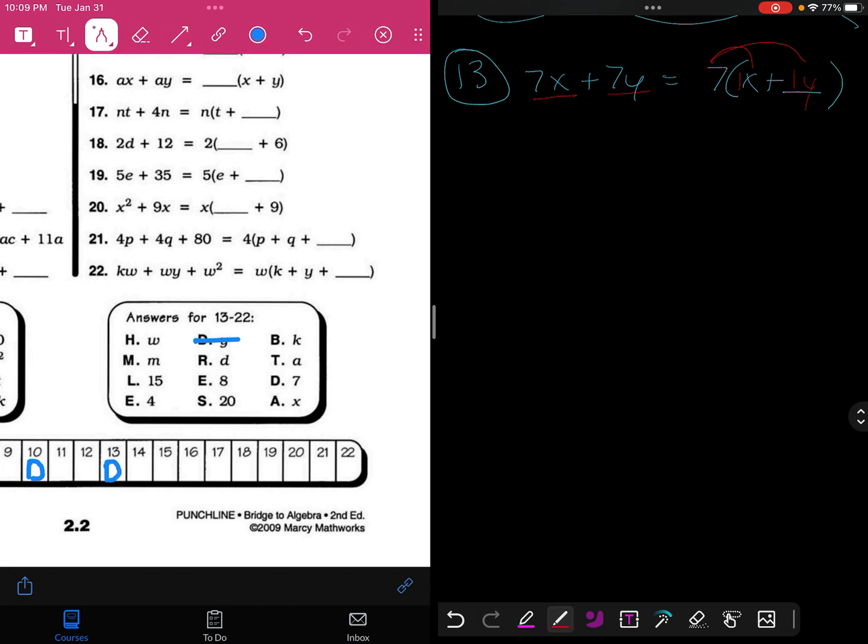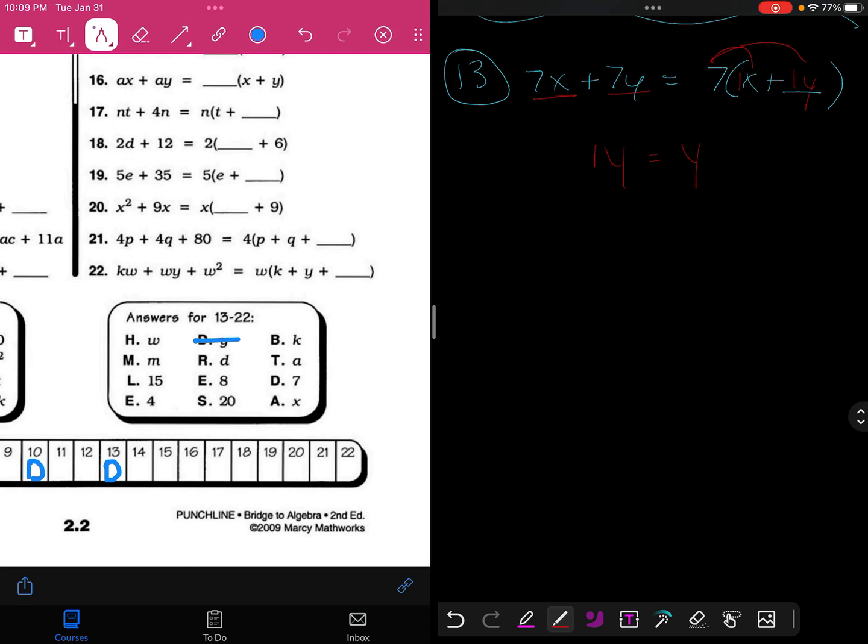And the reason it's D, which is just y, is because in algebra, 1y is the same thing as y. We just don't write the 1 because it's understood. If you see only one letter by itself, there's the invisible 1.